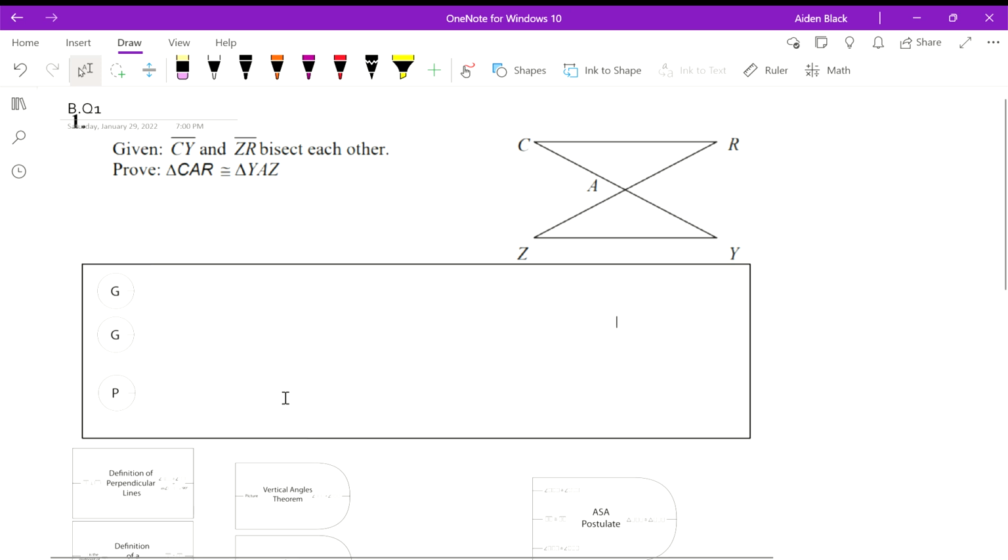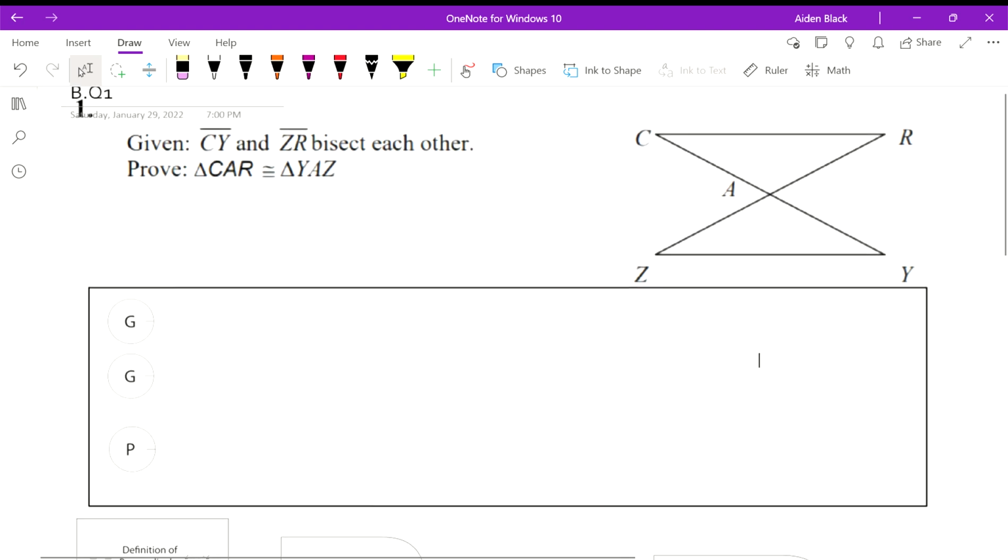Alright, here's question 1 of part B. It's on the back side of your homework. We have two triangles, CAR and YAZ. We're trying to prove that they're congruent given the information stated there as well as the picture provided.